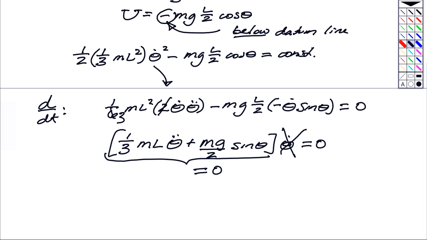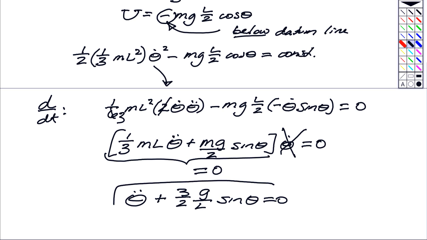So what we have here is 2/3. The m's will cancel out. In fact, let me do it two steps at one time. What I'm going to do is theta double dot plus 3/2 g over L sine theta is 0. This is the equation of motion for our single degree of freedom system of the bar.